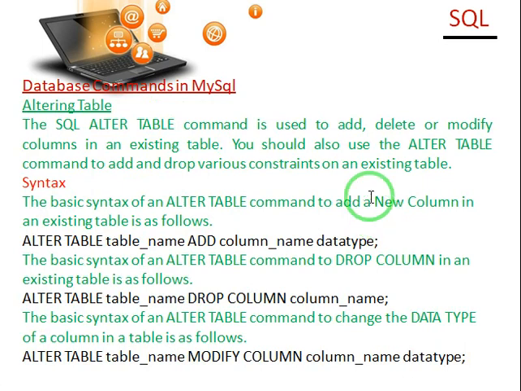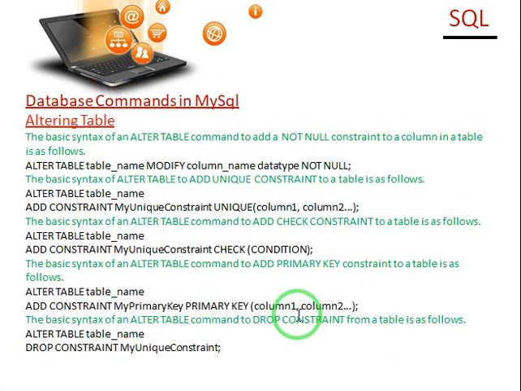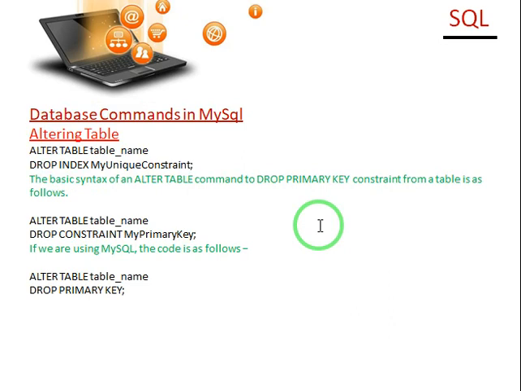Next is the alter command. It can be used to add, delete, or modify columns in an existing table. We should use the alter table command to add and drop constraints on an existing table. So alter table, then the table name, add column name, and we basically put down the data type. We can also drop the column, so alter table name, drop column, column name. We can modify the column name by changing the data types as well. So this is basically more examples of alter table where we're adding constraints, modifying data, dropping constraint, etc. So this is another example of how you can use alter to make changes to the table.